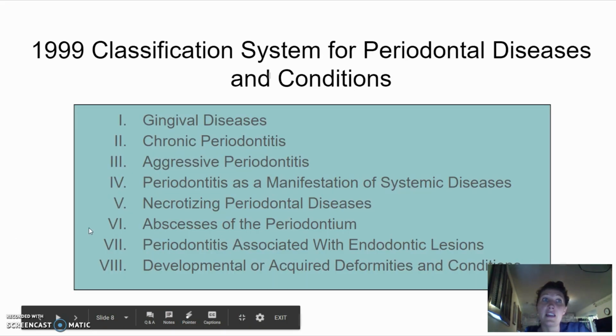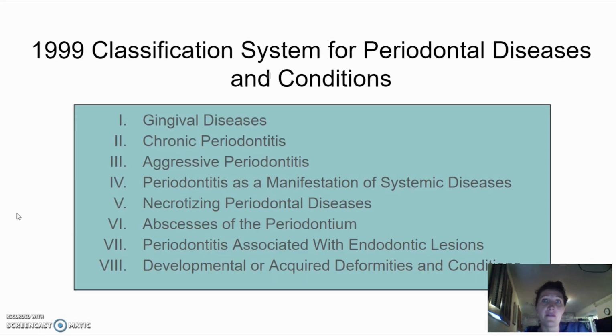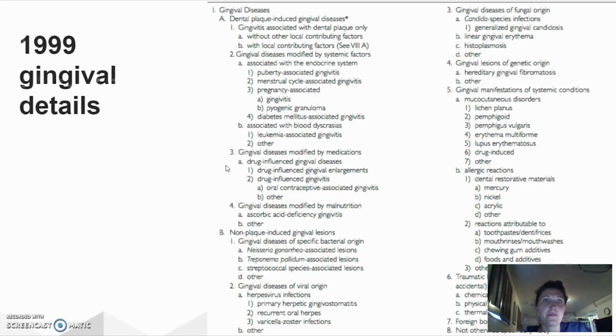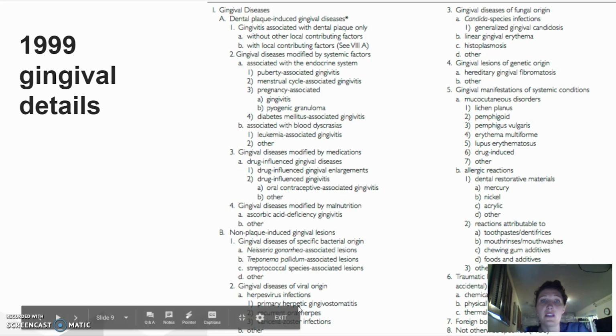And then in 1999, they came up with this classification system where we have 1, 2, 3, 4, 5, 6, 7, 8, and you said the patient either had gingival diseases, they had chronic perio, they had aggressive perio, and so forth. These were the individual descriptions of each one of those. So there was gingival diseases, and it gave you a synopsis of all the types of gingival diseases that there are.